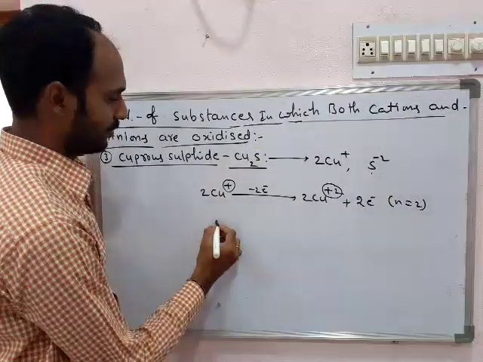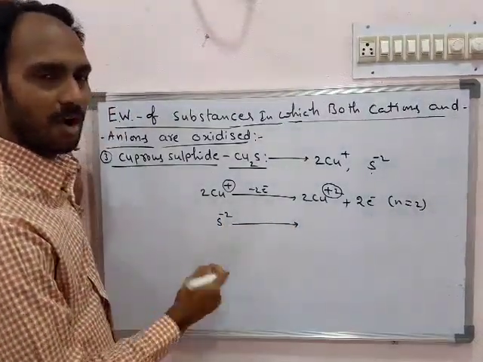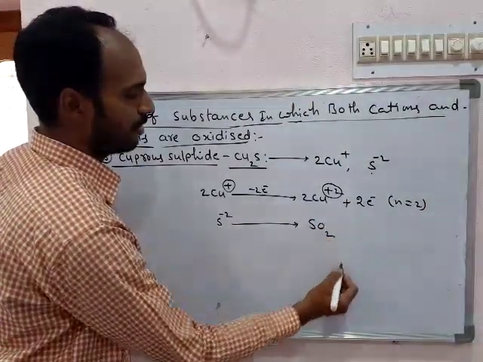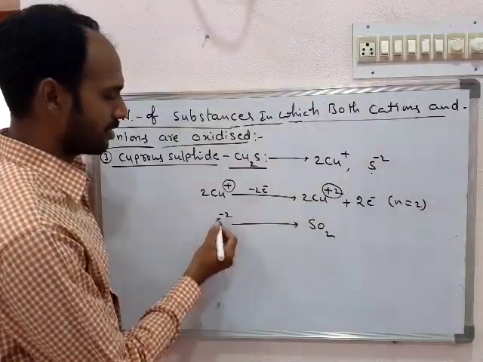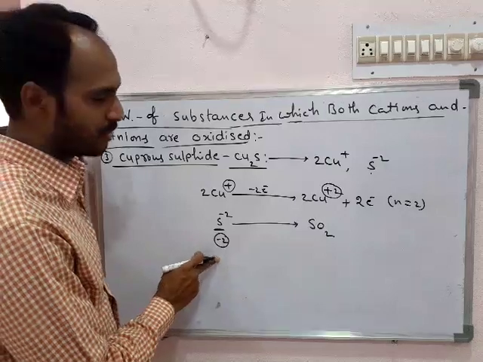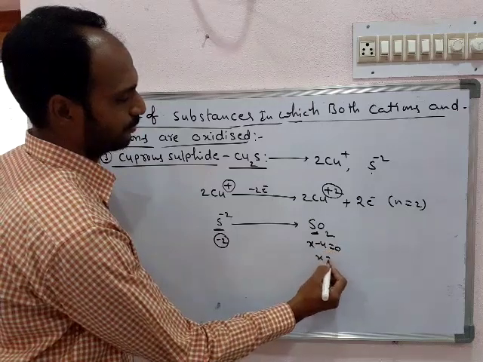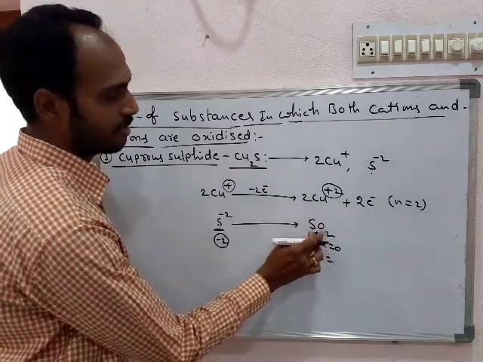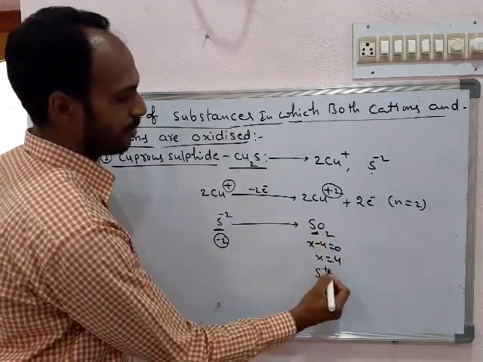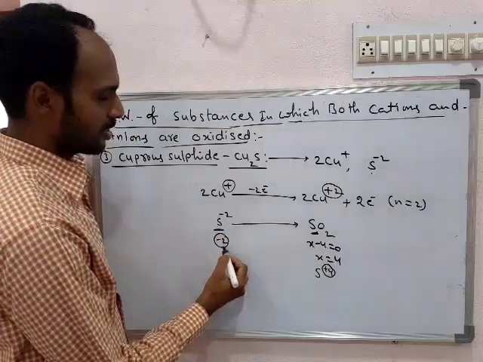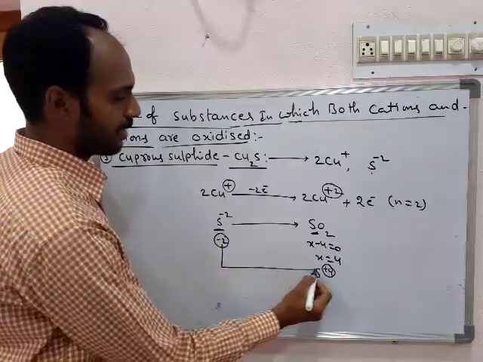Next, sulfide. We must know about the oxidation of sulfide. Sulfide ion is generally oxidized into sulfur dioxide, so we need to remember it. For the sulfide ion, the oxidation number is directly -2. In sulfur dioxide, what is the sulfur oxidation number? Each oxygen carries -2, totally -4, so sulfur's oxidation state is +4. Here the sulfur oxidation state in sulfide is -2. Only one such sulfur is there, so -2 becomes +4.